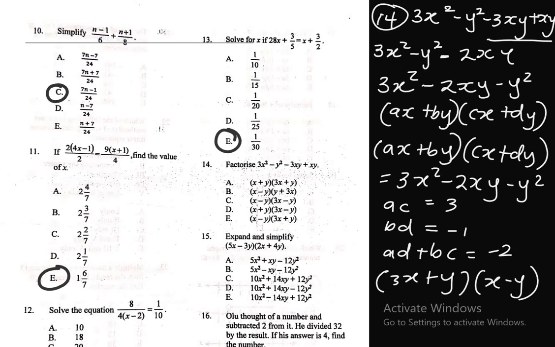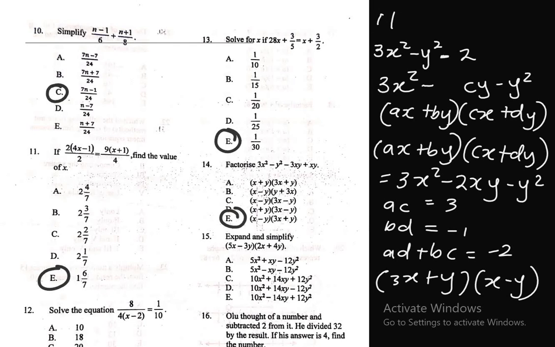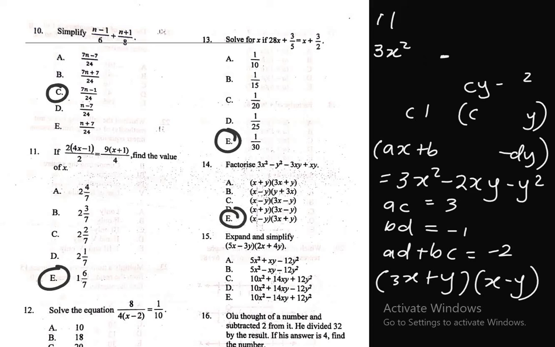If you look at the options we have, the right option will be E, that agrees with what we have: bracket x minus y close bracket bracket 3x plus y close bracket. Question number 15. Let's expand and simplify. Pay attention as I explain how question 15 works.